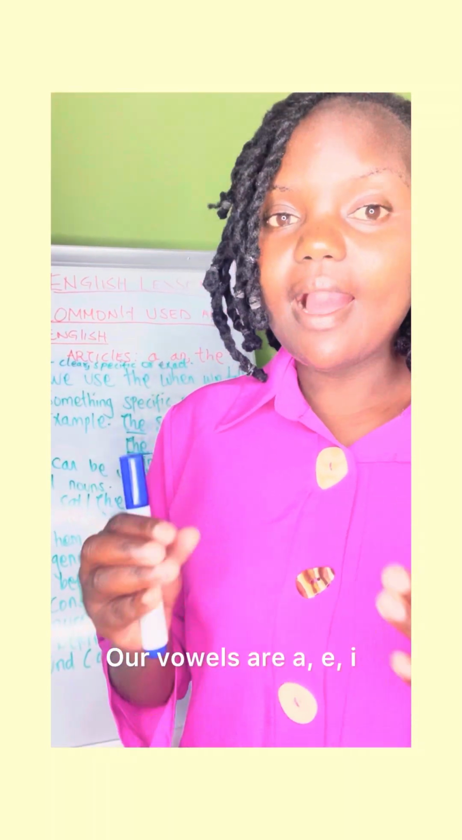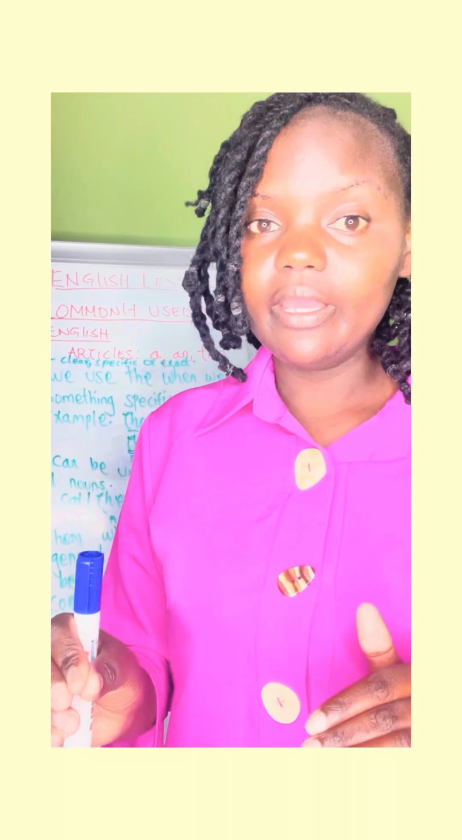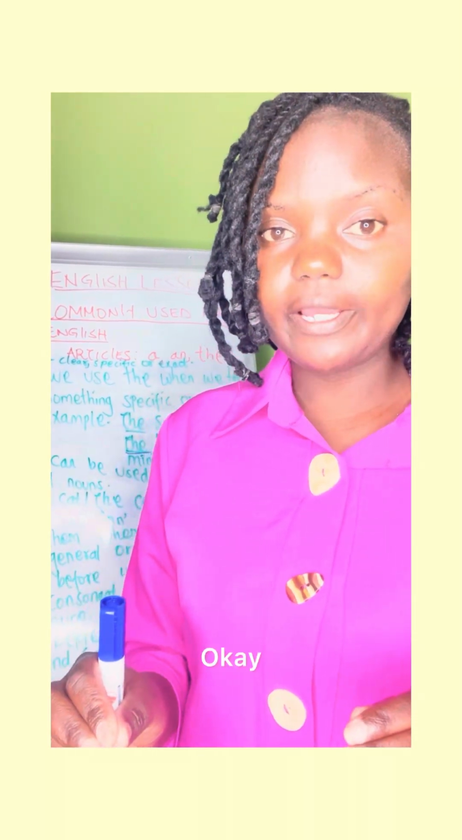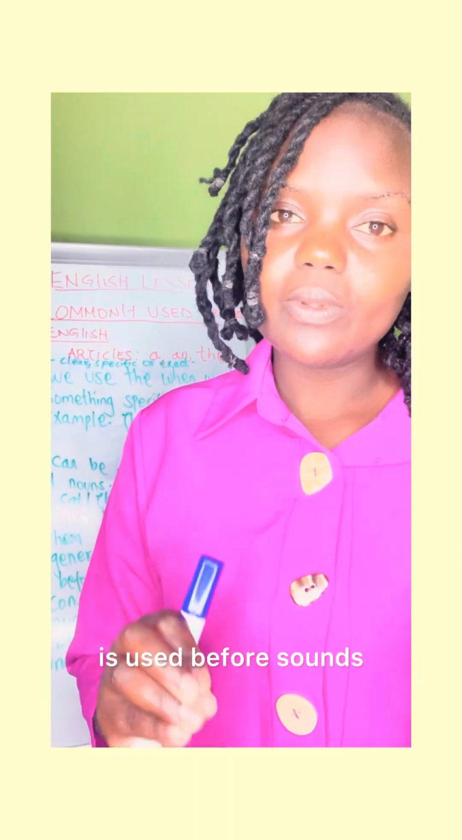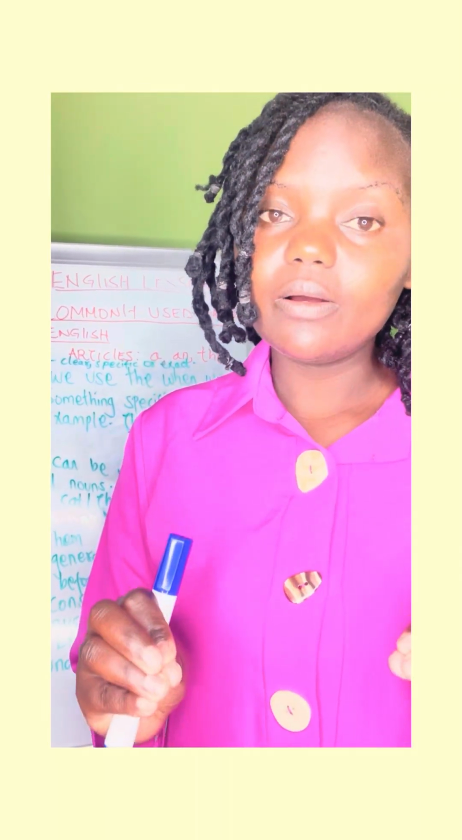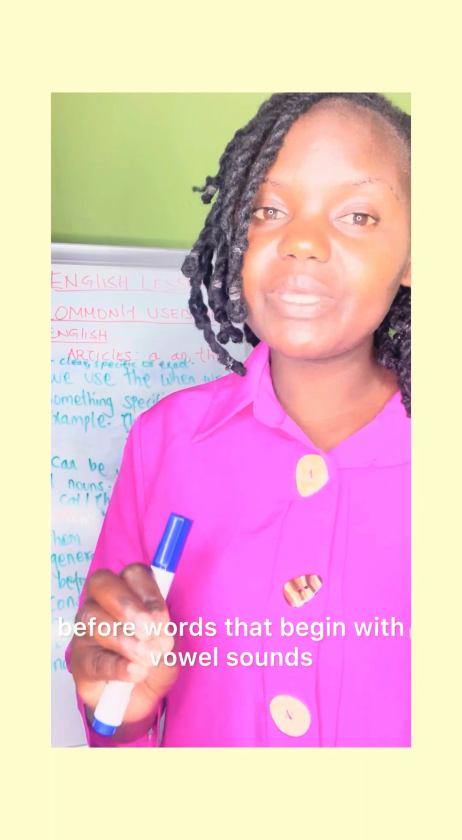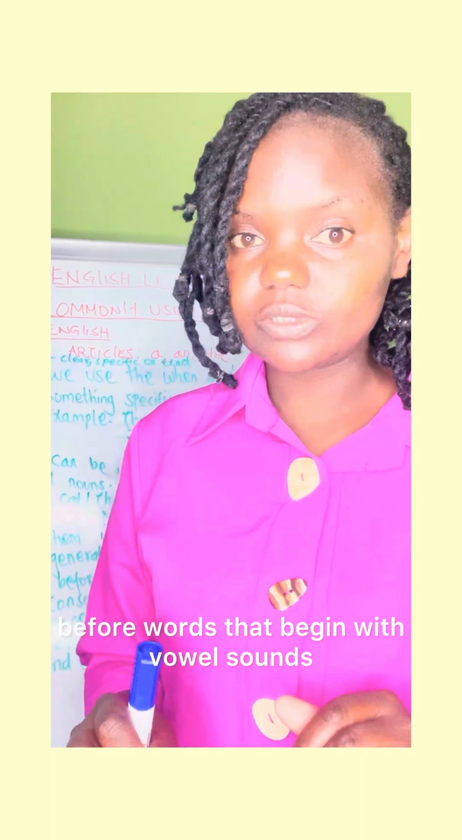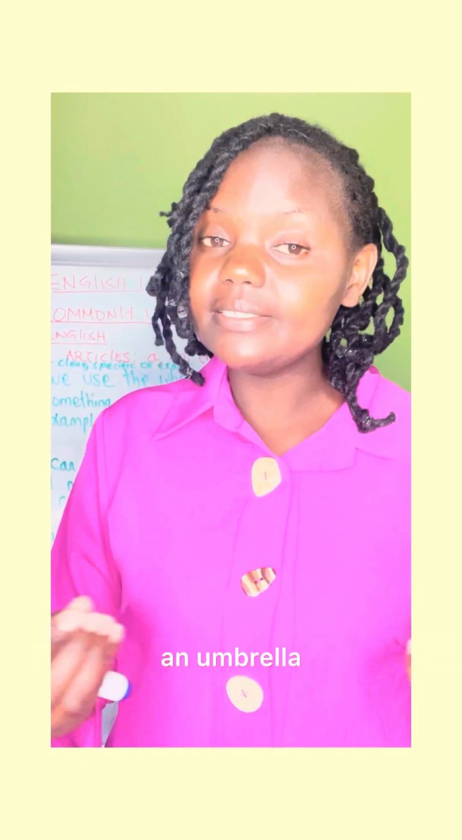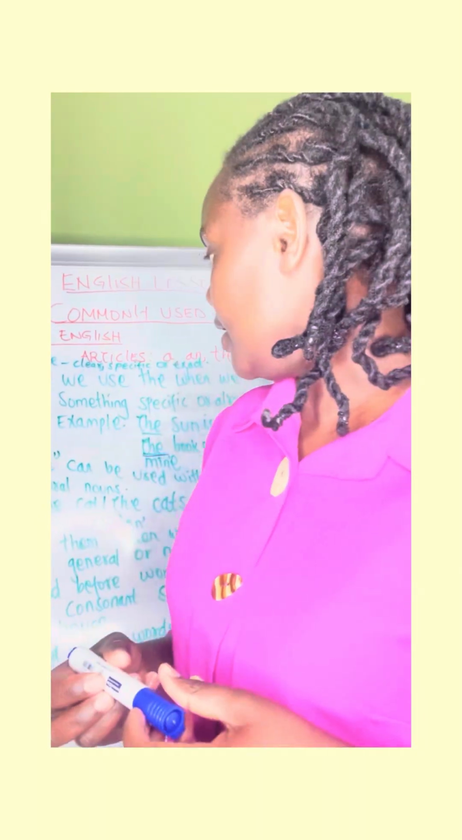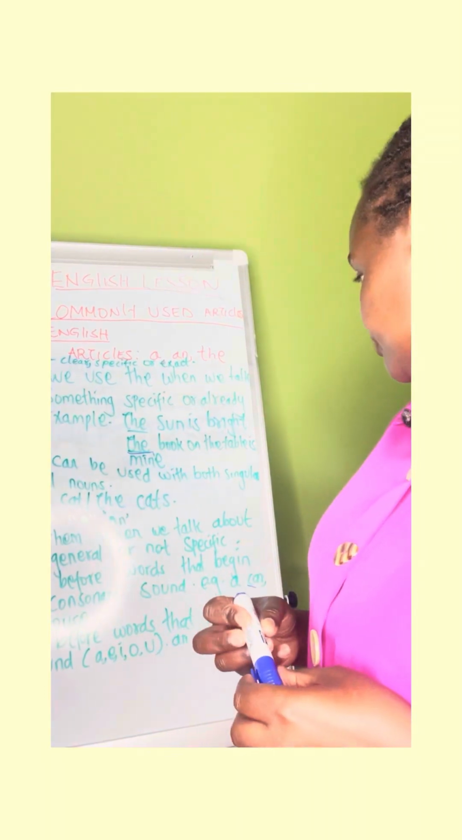For example, our vowels are a, e, i, o, u. The article "an" is used before words that begin with vowel sounds. For example, we have an orange, an apple, an umbrella. Okay? Yes.